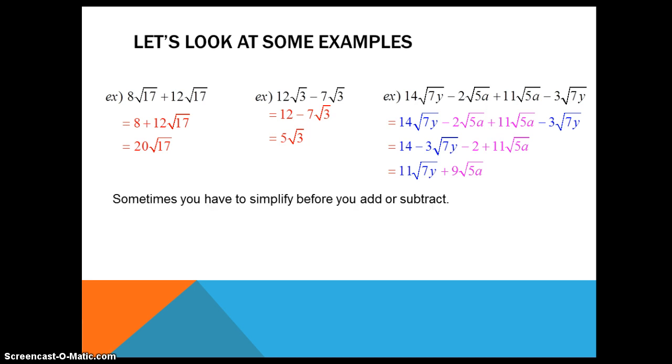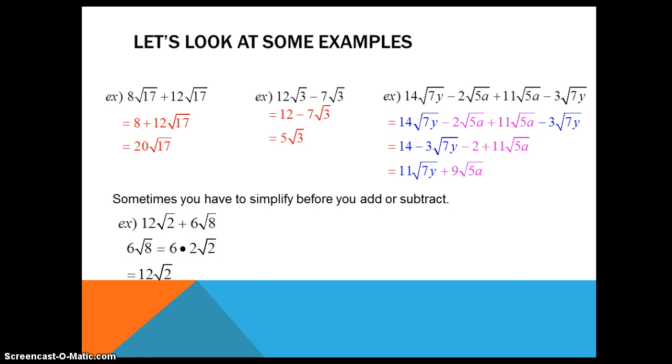Remember though, I said sometimes you have to simplify before you add or subtract. So now we've been doing ones that automatically you can add or subtract because they have like radicals. But sometimes we get things like this where 12 square root of 2 and 6 square root of 8, well, they don't look like like radicals, but they're trying to be a little tricky. Because 6 square root of 8 actually simplifies to 6 times 2 square root of 2. Square root of 8, we can pull out a 2.